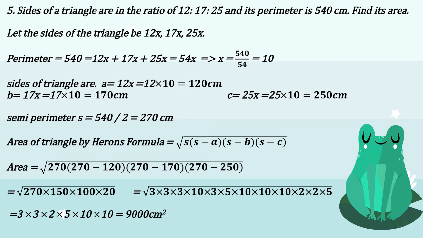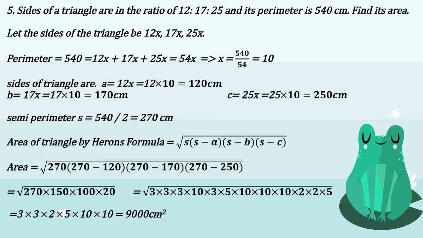Now let's move to the fifth question. Sides of a triangle are in the ratio of 12:17:25 and its perimeter is 540. Find its area. So what will you do? In this question you are not given the direct measurement of the sides. Direct measurement is not given, but the ratio of the sides is given.